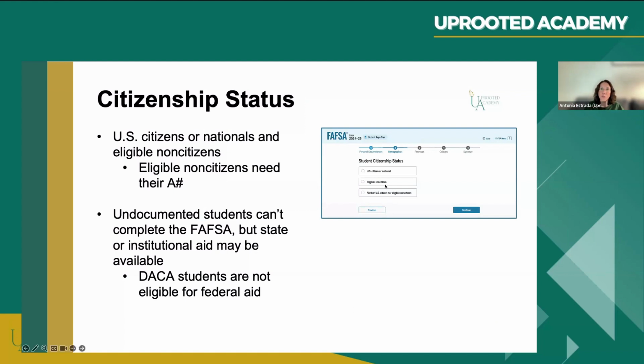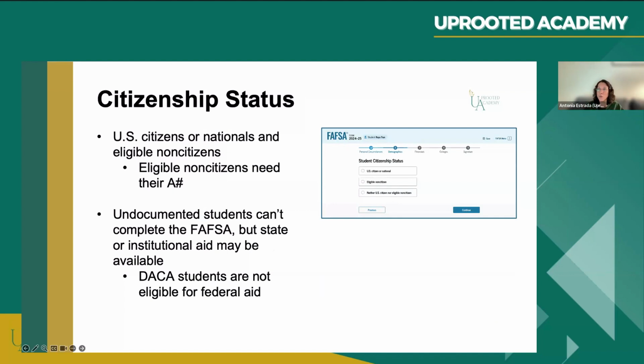Students who select eligible non-citizen should include their A number if they have one. If you're neither a U.S. citizen nor an eligible non-citizen, then you're not eligible for federal financial aid, but state or institutional aid might be available. A student should answer this question carefully.